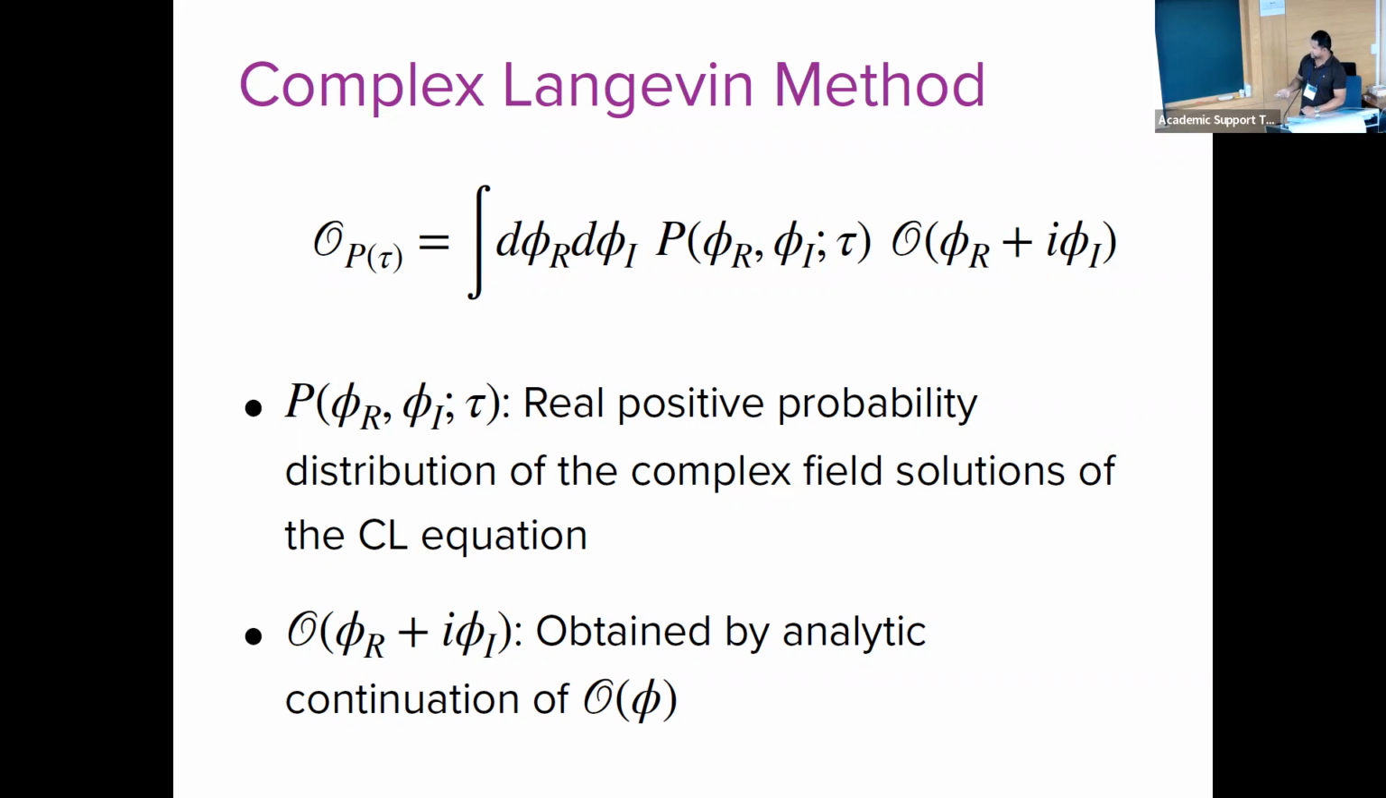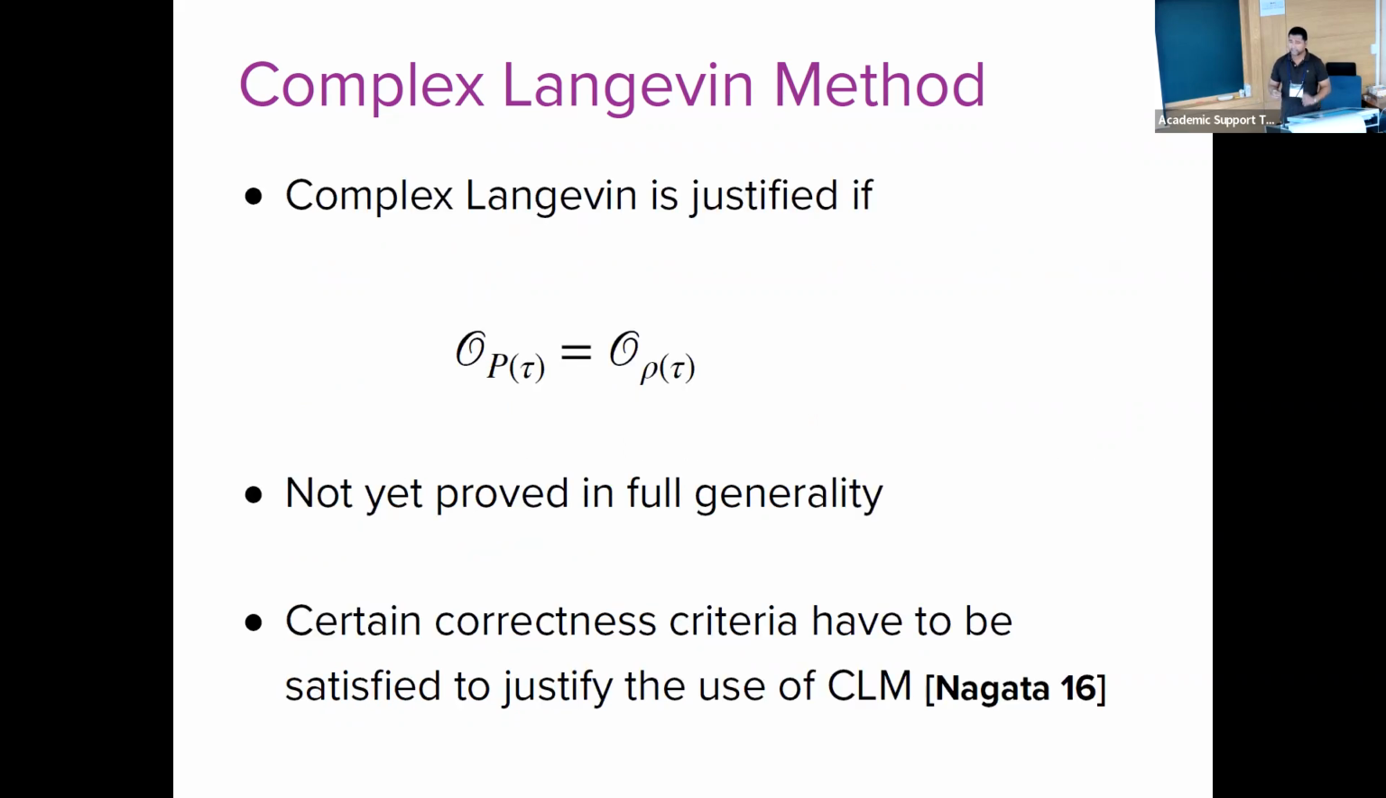Then this is obtained by analytic continuation of O of phi. It's a holomorphic observable. So these two expectation values must be equal. Only then can we say that complex Langevin is justified. It is not yet proved analytically. There is no analytical proof so far that you can actually justify complex Langevin.